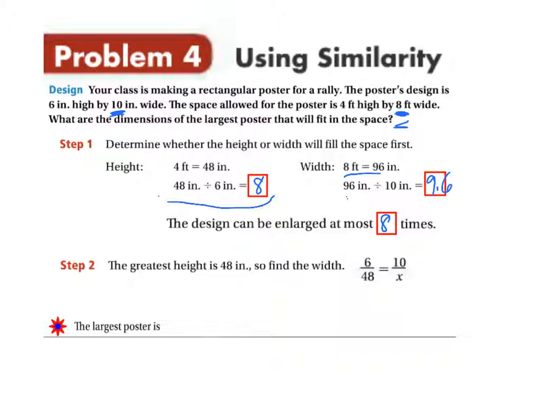Pick the smaller one. Now, once you know that it can get 8 times bigger, well then let's make it 8 times bigger. We want to fill the space as best we can. So we're going to use the ratio that we know. So the 6 to 48, that's the ratio that we get to use. We're going to make it 8 times bigger. So this is my design. This is my space.